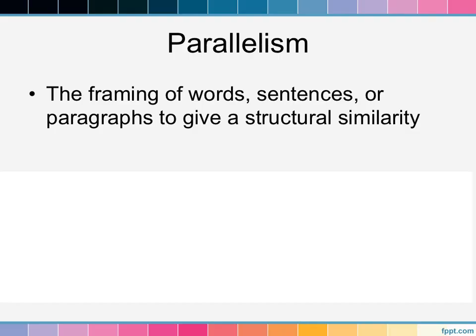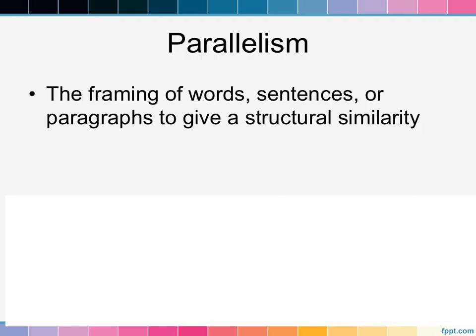We've looked at parallelism several times, and I know that you're pretty good at recognizing it, but I wanted to include it here just so that we've got that reminder. Parallelism is the framing of the words, the sentences, or the paragraphs to give structural similarity. And when we've talked about this before, we have talked about how they have that same structure, that same grammatical structure in the context of the sentence. We just talked about it with antithesis, and so now we're going to look at an example here.